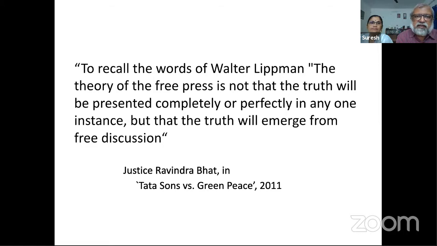In the end, the judge recalled the words of Walter Lippmann to say, the theory of the free press is not that the truth will be presented completely or perfectly in any one instance, but that the truth will emerge in free discussions. This is very important, and it links up with what Saila had talked about earlier and what we have been repeating.